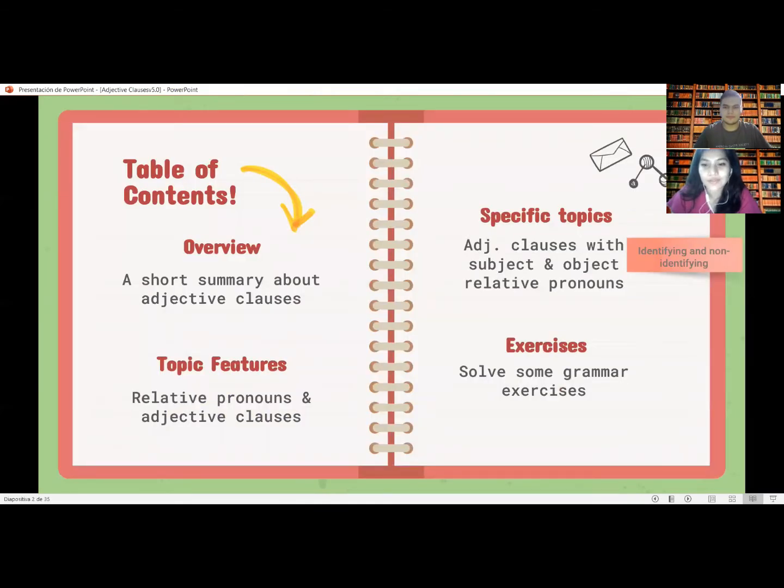As this is a little table of contents: an overview, a short summary about adjective clauses, topic features, relative pronouns, and adjective clauses. Specific topics are adjective clauses with subject and also relative pronouns, and identifying and non-identifying. And the last one, exercise, solve some grammar. Next, please.